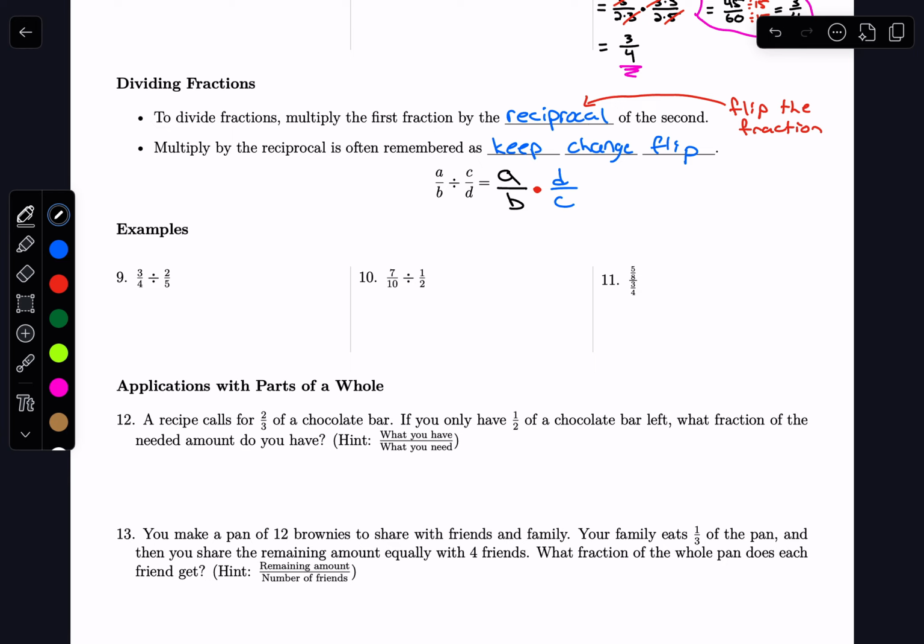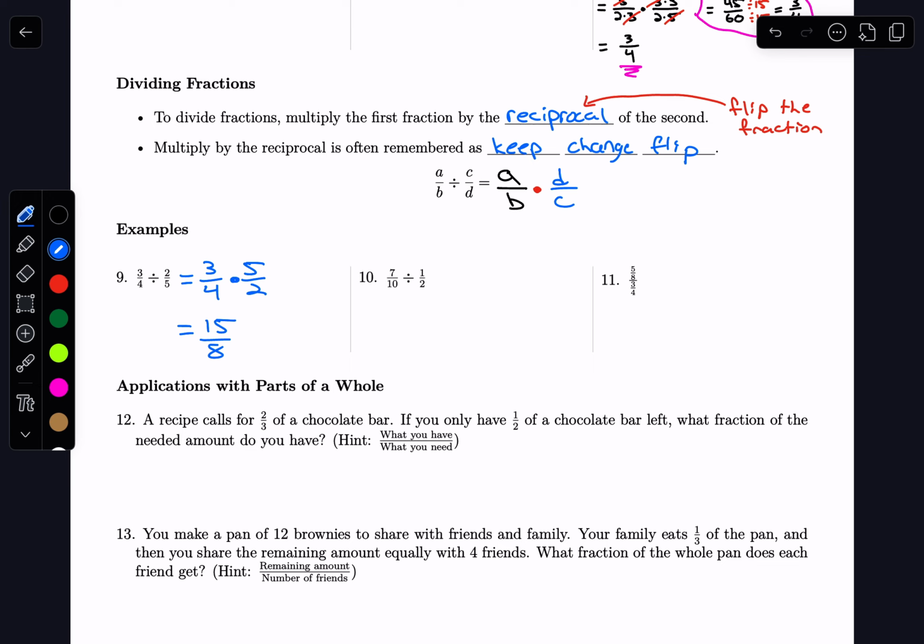Whenever you see division of fractions, step 1 is to just rewrite it as multiplication by the reciprocal. So 3 over 4 stays the same, but we're going to multiply by 5 over 2. And we can just go ahead and multiply straight across. This gives us 15 over 8. And the GCF of 15 and 8 is 1, so we do not have to simplify that fraction anymore.